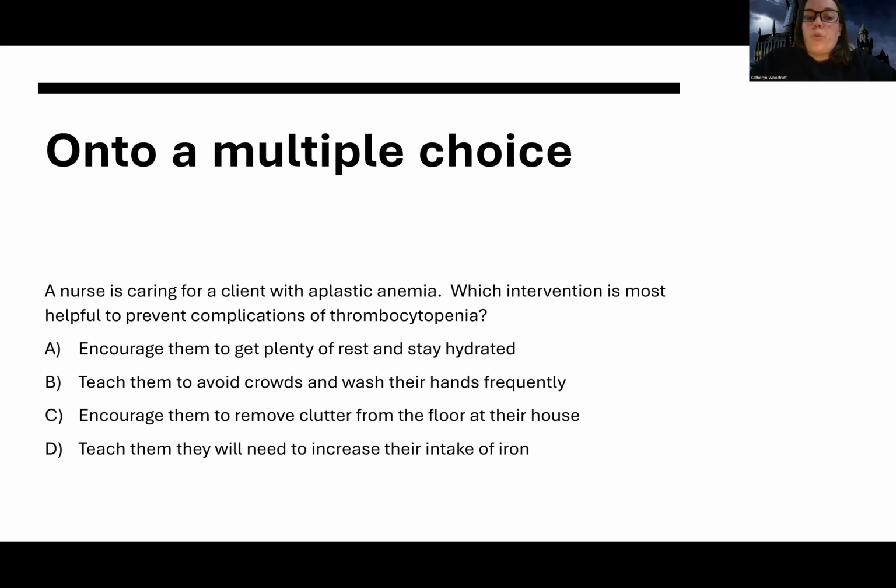Which of these interventions is going to help to stop them from having such bad complications of not having enough platelets? With a question like this, I could sit there and start to think about, okay, low platelets, what am I concerned about? I'm going to be worried about bleeding, stuff like that. So I get that idea in my head. Let's go through though.